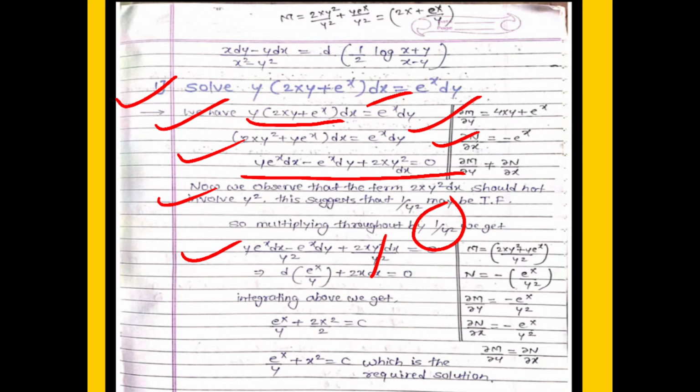Now, for finding the solution, we will integrate, and we know that derivative and integration are opposite to each other, so it will become e^x upon y, and the integration of 2x dx is 2x square upon 2. The 2 will cancel, so we will get e^x upon y plus x square equals c, which is the required solution of our question.